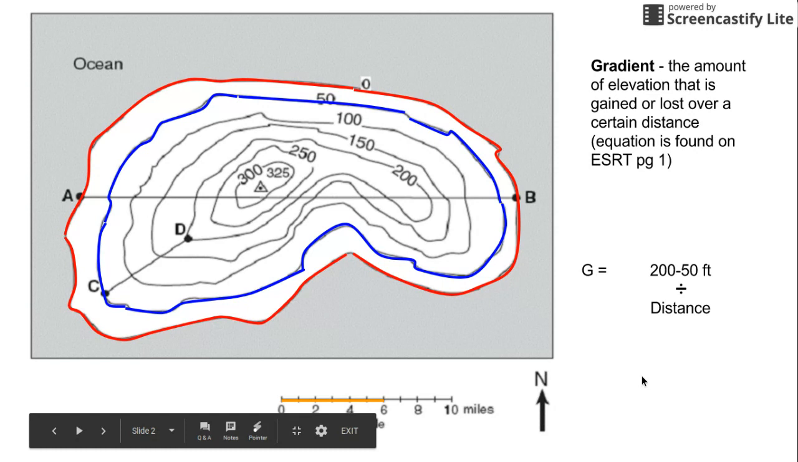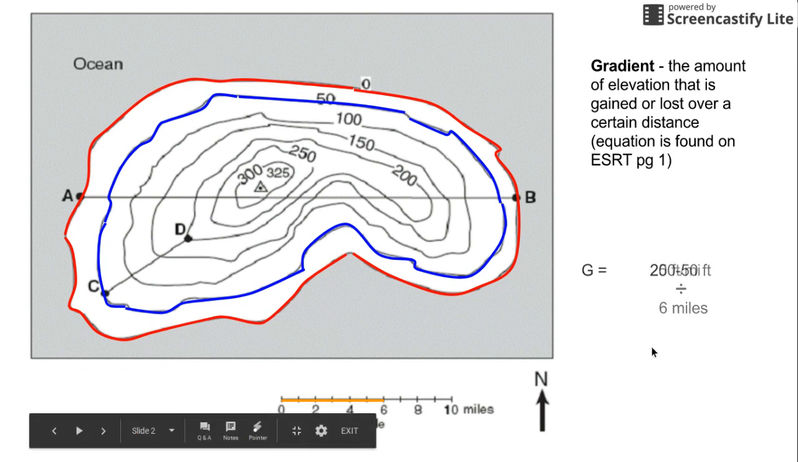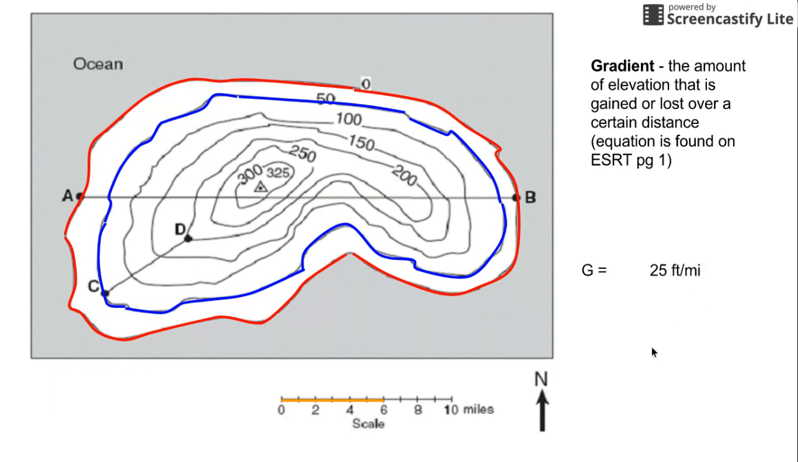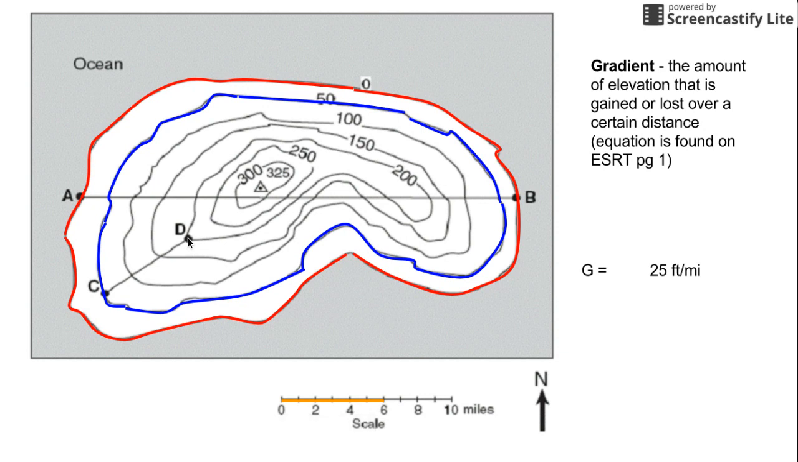So we can put that into our equation for distance. 200 minus 50 feet is 150 feet, divided by 6 miles. So the gradient between points C and D is 25 feet per mile. What that means is that if you walk from point C to point D, you are gaining 25 feet per mile in elevation. If you walk from point D to C, you are losing 25 feet per mile in elevation.